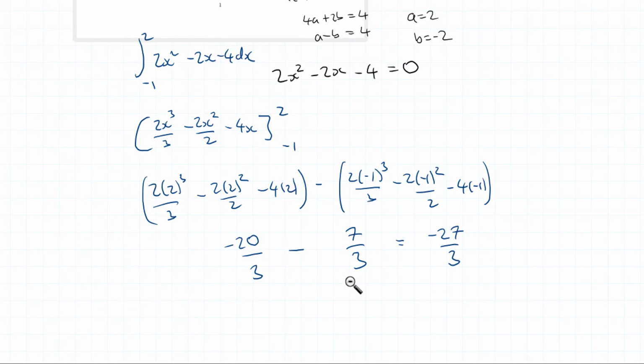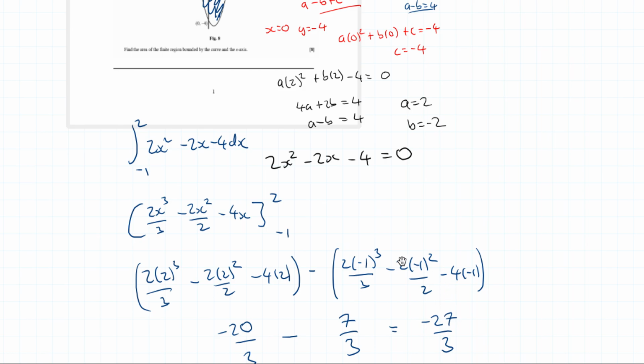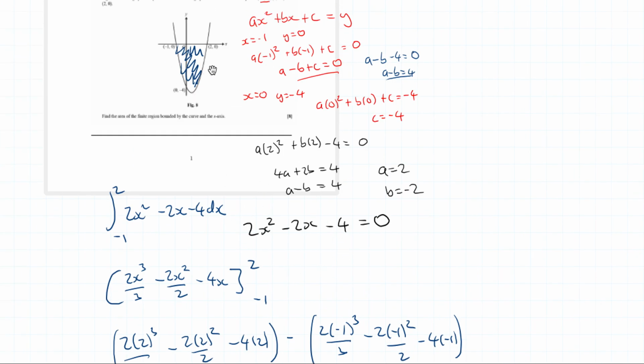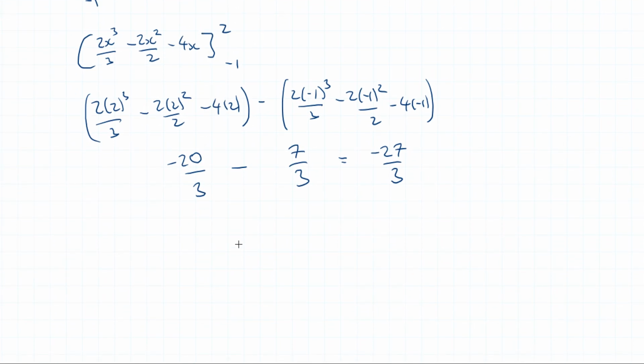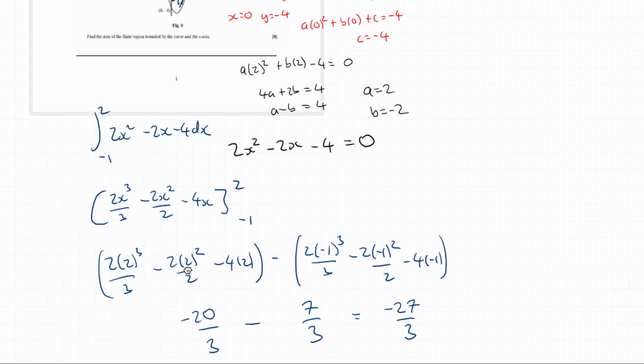Now, because we're looking for an area here, and because it's under the curve, that is fine, because it will give a negative area if it's under the curve. So we can say that our area is essentially equal to 27 over 3. And that is the end of this question.